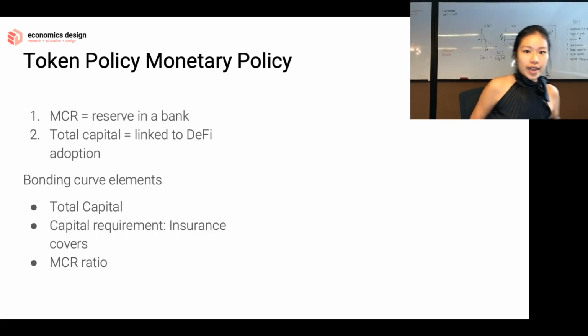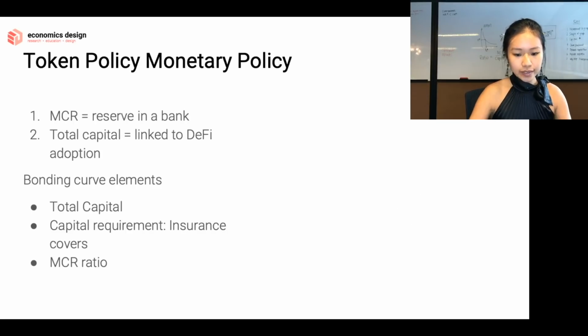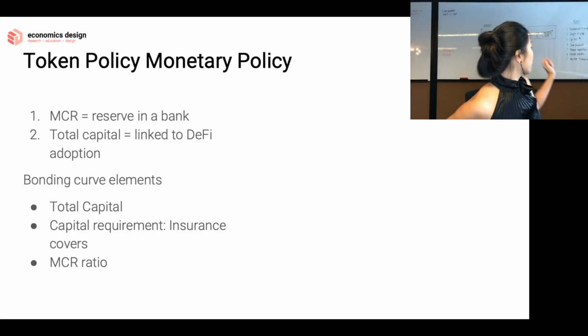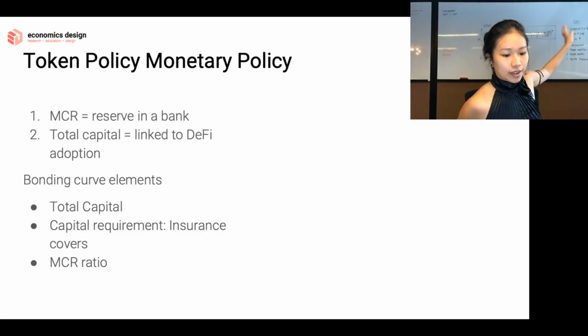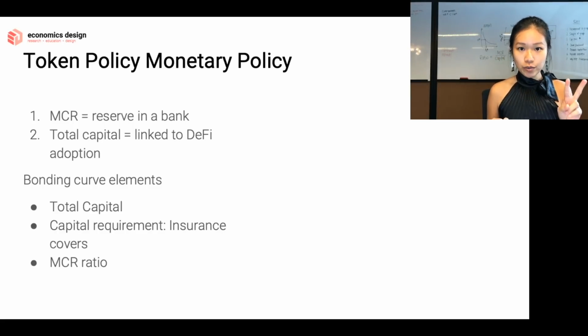You can see that A and C are fixed variables, and we're going to dive into that a bit deeper anyway. The things that change are the MCR and this other thing called the total capital, or capital pool. These two variables are important because of what they signify.